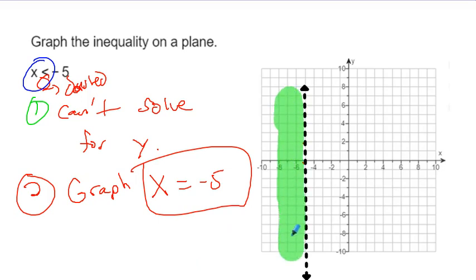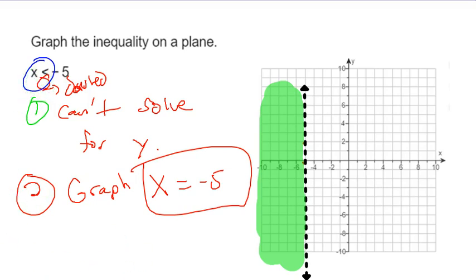All right. So if you solve it for y, the question is, do you shade above or below the line? If it's y is less than, you shade below. If it's y is greater than, you shade above. But if you can solve for x, then the question becomes, do I shade to the left or to the right? If it's x is less than, you shade to the left. If it's x is greater than, you shade to the right.